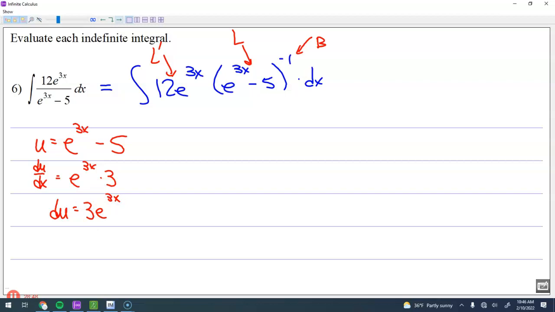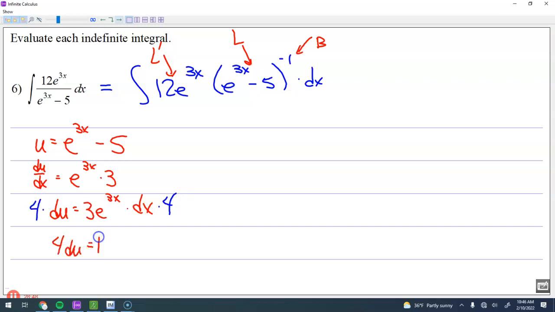With me? Stop me if you're not. Times dx. We good? Alright, so then I don't want 3e to the 3x. I want 12e to the 3x. So I gotta adjust that. I gotta multiply this by 4 to make that happen.